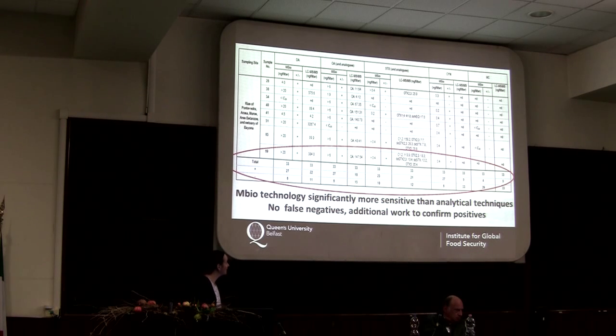So what we got was correlation where we had no false negatives, although we're getting additional work done to concentrate the samples to put them back onto the mass spec to look for the positives, because we were getting some samples with the MBio technology that were positive, but the mass spec couldn't reach those levels of detection.